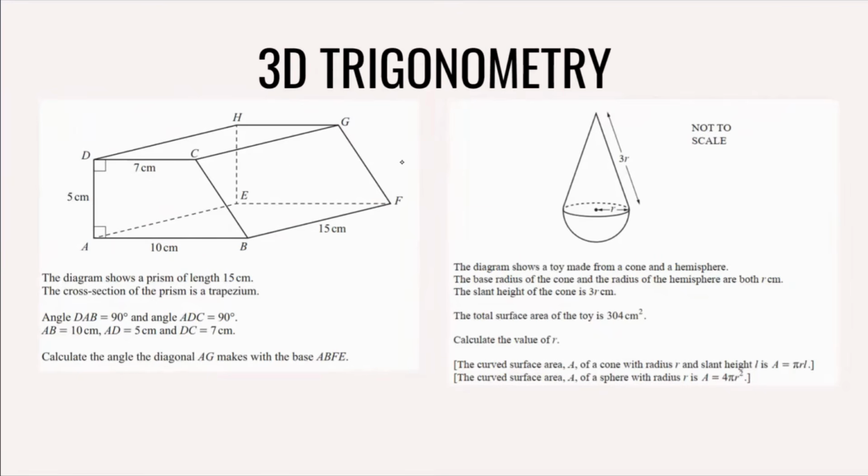Then the next type of shape we can get is a prism. It says a diagram shows a prism of length 15 centimeters. The cross section of the prism is a trapezium. Angle DAB is given as 90 degrees and angle ADC is also 90 degrees. AB is 10 centimeters, AD is 5 centimeters, DC is 7, and BF is given as 15. We have to calculate the angle the diagonal AG makes with the base ABFA. So this is AG, and this is our base. We will draw a right angle triangle over here.